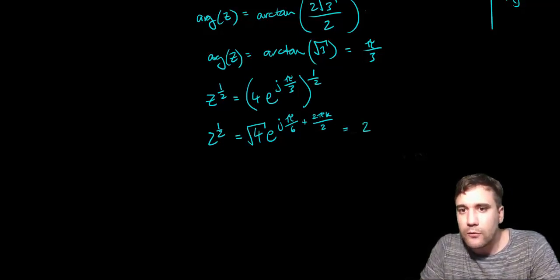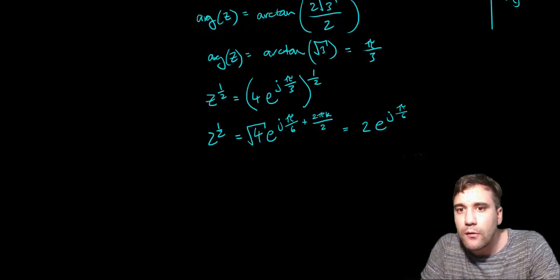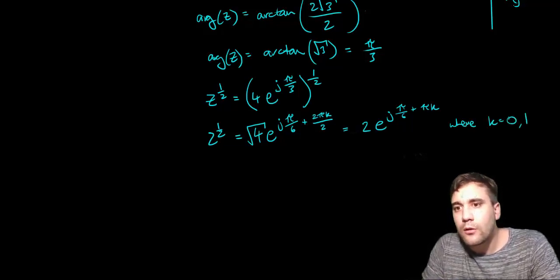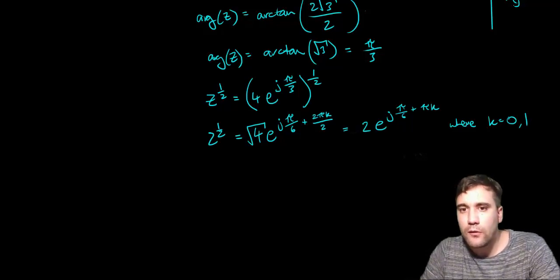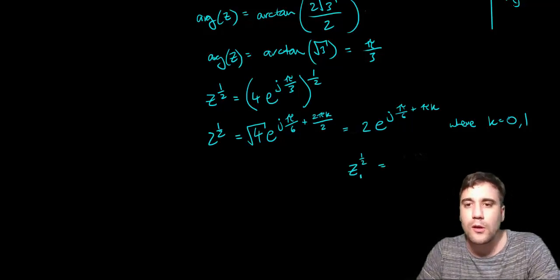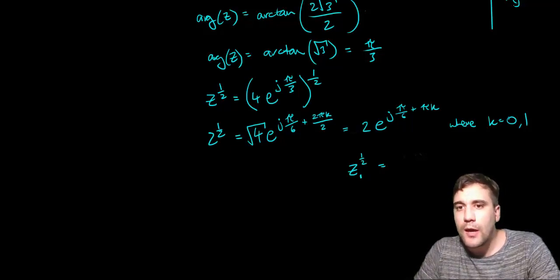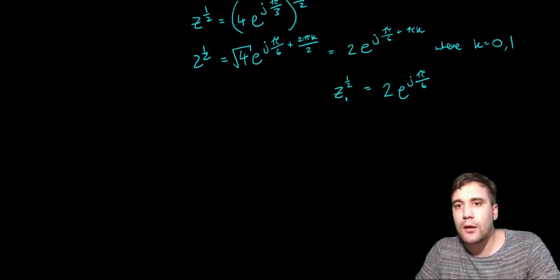So this will be equal to 2e^(j(π/6 + πk)), where k is equal to 0 and 1. So let's see what happens when we do this, because there's going to be 2 roots. We'll call one of them Z1, and we'll call the other one Z2 just for convenience. So if k is equal to 0, then we will get 2e^(jπ/6). Now what does that actually look like?